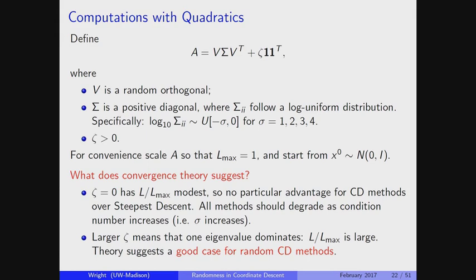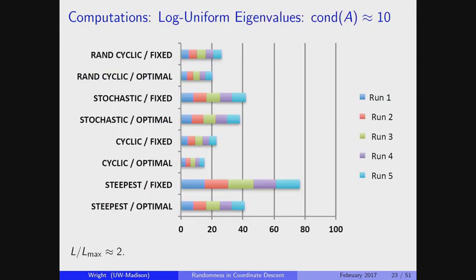But as we start to crank this up, we start to see differences emerge between the different variants. So let's have a look. Here's a very well-conditioned problem. Condition number of A is only about 10. L over L max is only 2, very modest. And you can see that whether we take fixed step lengths or the optimal step length at every search direction, these methods are not too different from each other. Steepest descent, randomized cyclic or random permutations, fully random. Notice I've got slightly different terminology here, but these are the 3 variants of coordinate descent that I talked about, and this is steepest descent. So they're not too different.